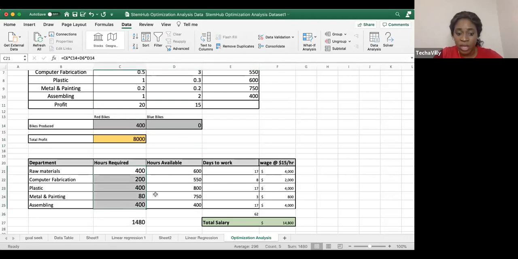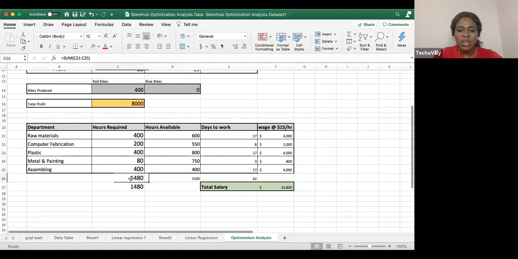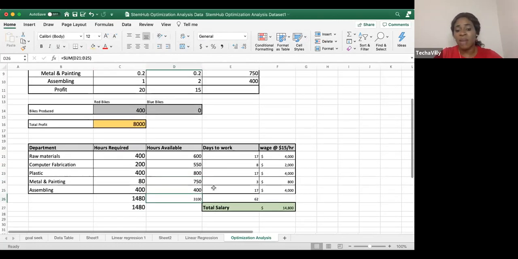And where this works is the number of hours we need to do this, which is here. We have available hours for the metal painting, 750 hours, and we're just using 80. So if we add this together now, I hope it's clear now. The total hours that we need is 1,480, but the available hours is 3,001. So we can actually use the remaining hours to maximize our profit.